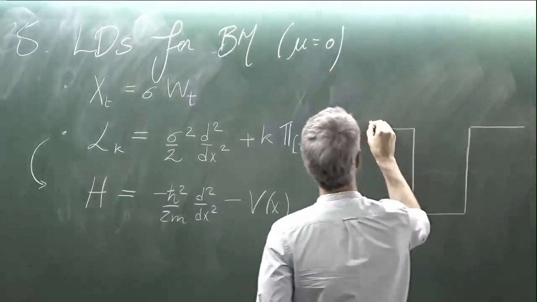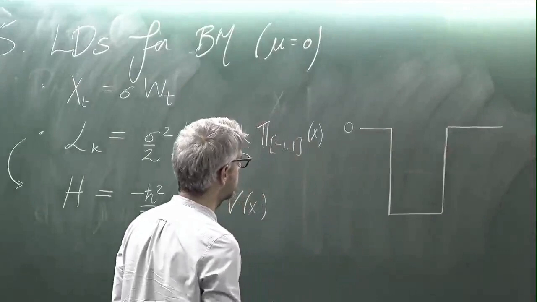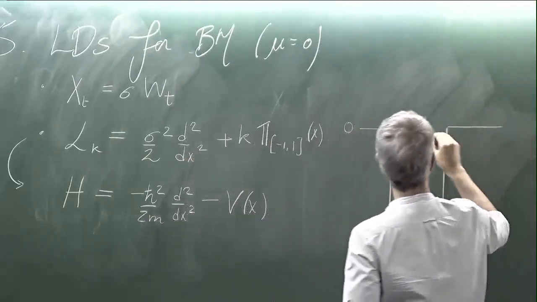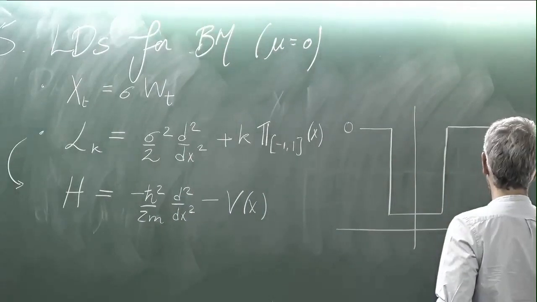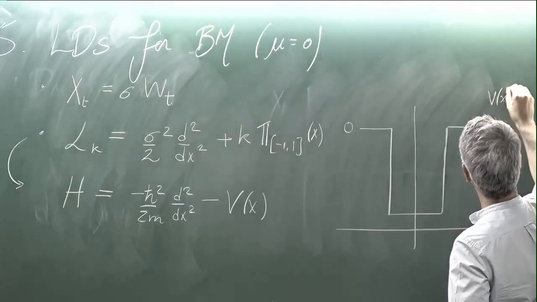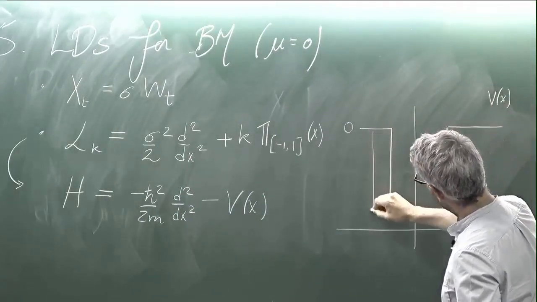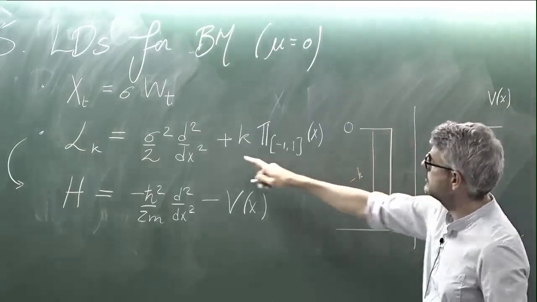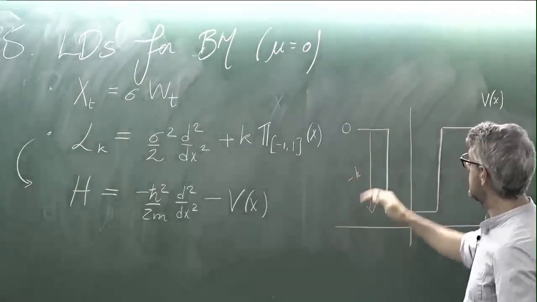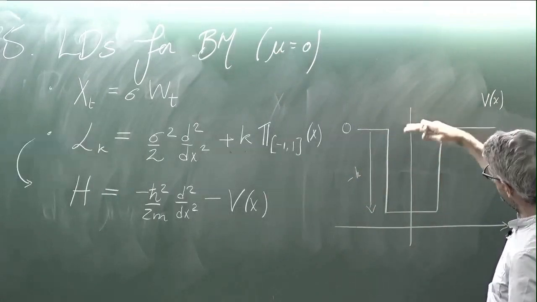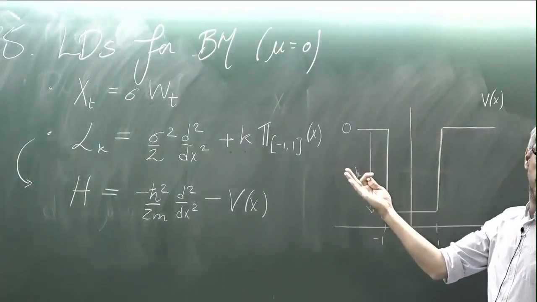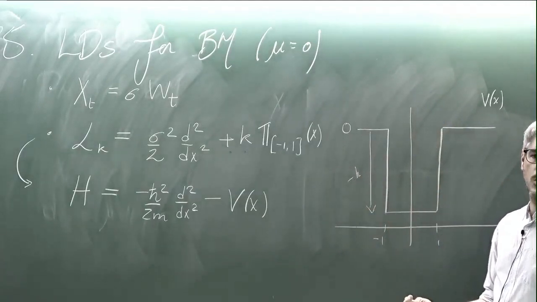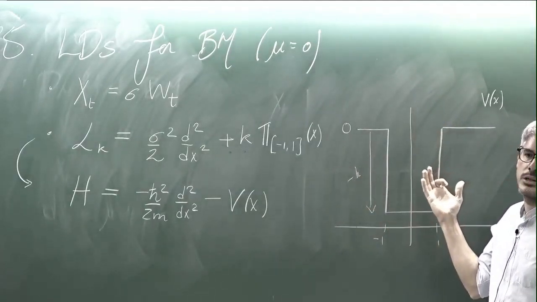I have a zero level here for the energies. This is my x, and I'm just plotting V of x here. The depth of the well is minus k, because I'm putting a minus sign here. So it's just taking the zero potential and putting a hole between minus 1 and 1. This is what the indicator function does. It just creates a potential hole, so it's a finite well.